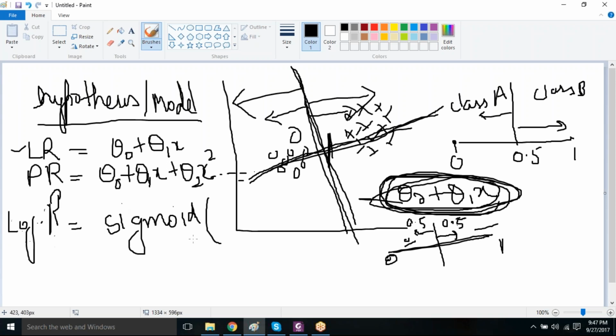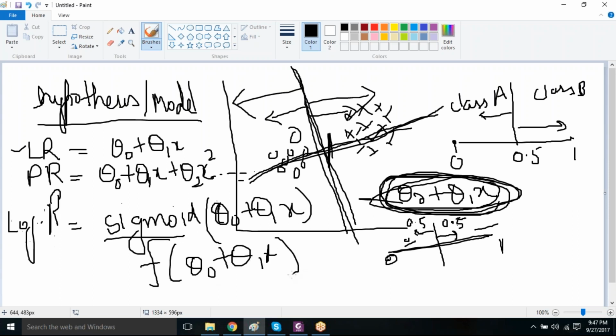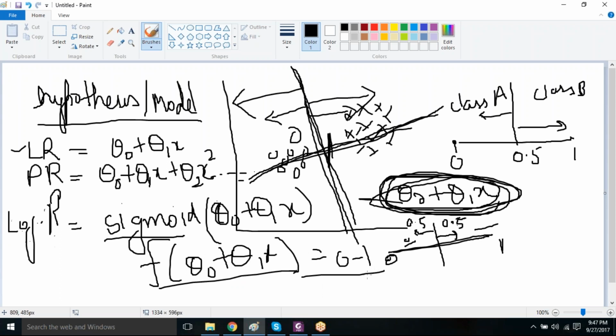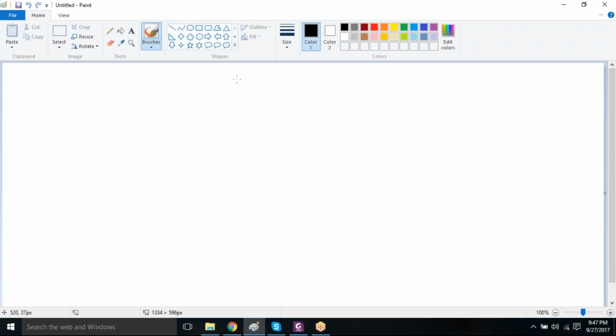So there is a function in mathematics, sigmoid, and in that function, if you pass this, suppose this sigmoid function is some function, we don't know what is sigmoid, just assume that this is some function in which when you pass theta naught plus theta 1 x, it gives you a value between 0 and 1. And if it is more than 0.5, I will say it class A. If it is less than 0.5, it is class B. Good enough?